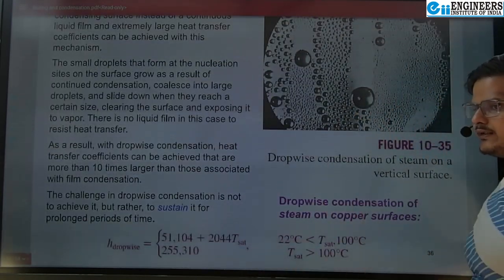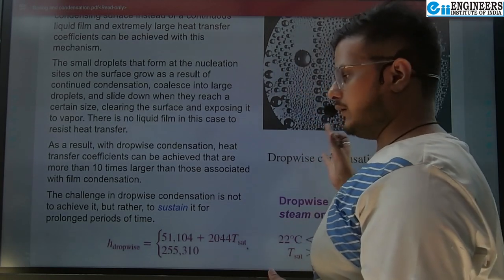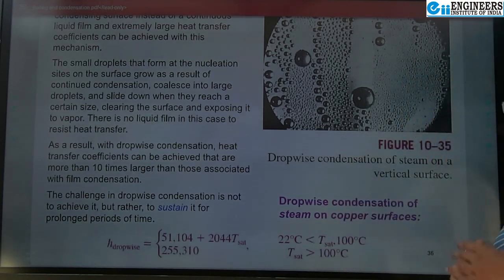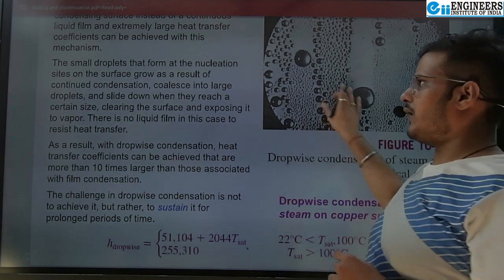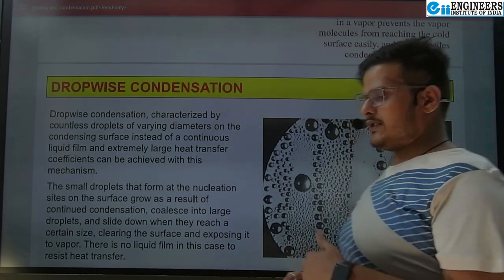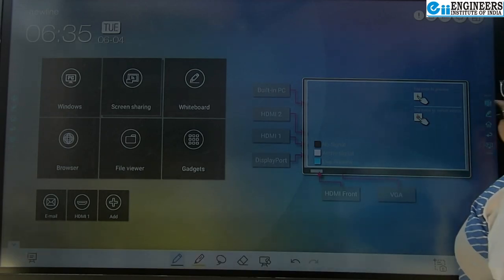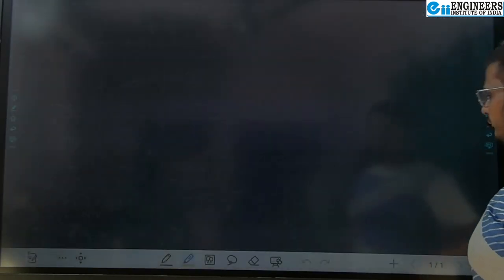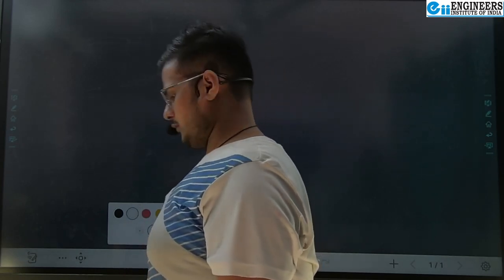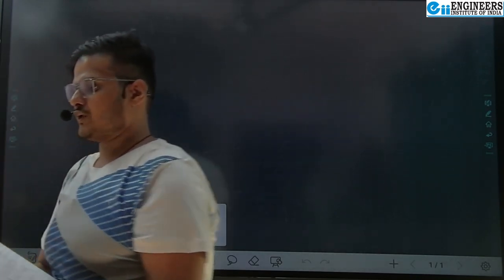If you want to see, this is the value of the dropwise convective heat transfer coefficient in the dropwise condensation process, and for the filmwise we have discussed. So with this we conclude our phase change processes, that is boiling, evaporation and condensation. Now we will be solving some of the GATE problems related to this phase change process heat transfer.